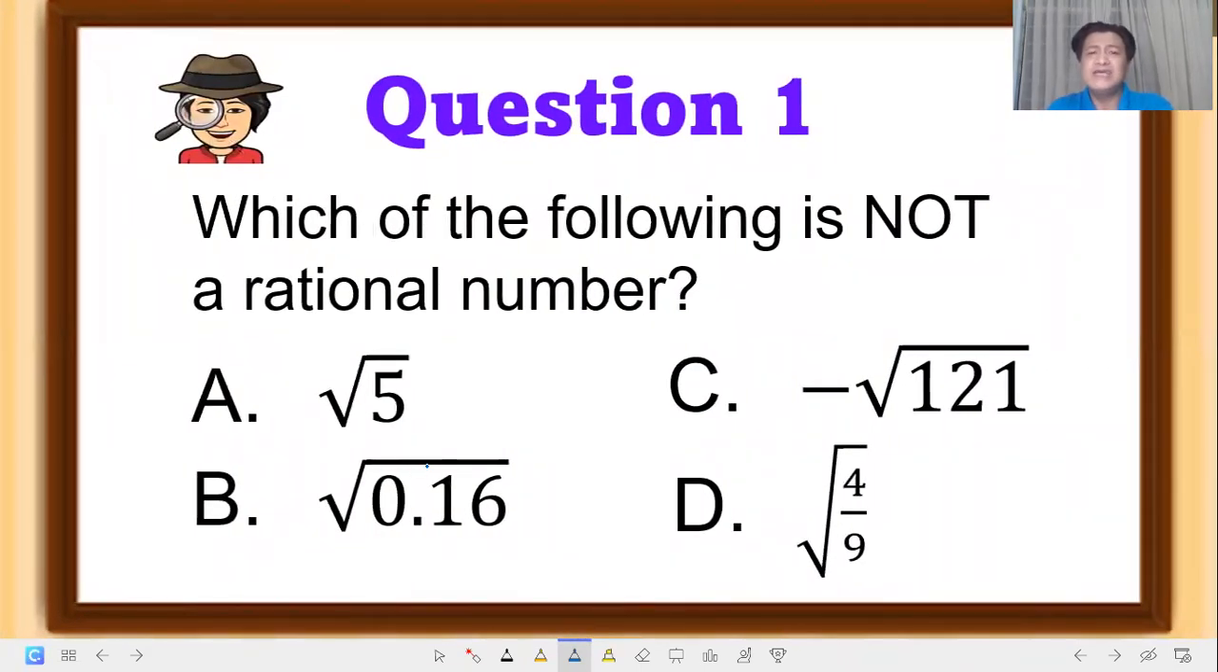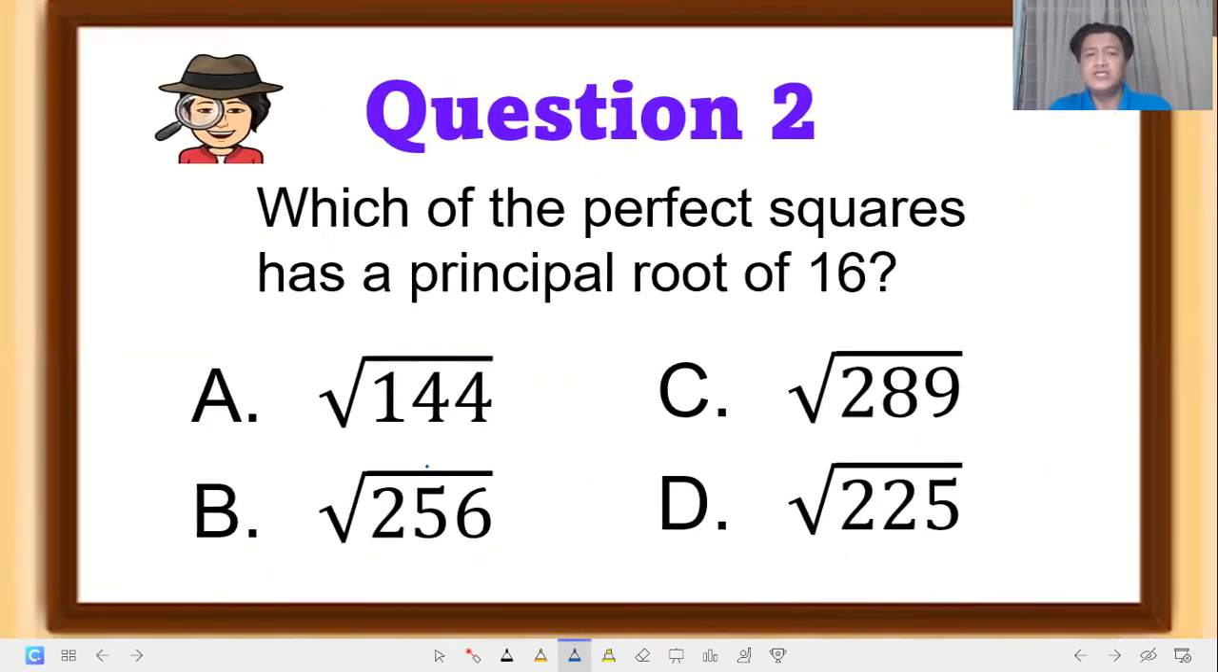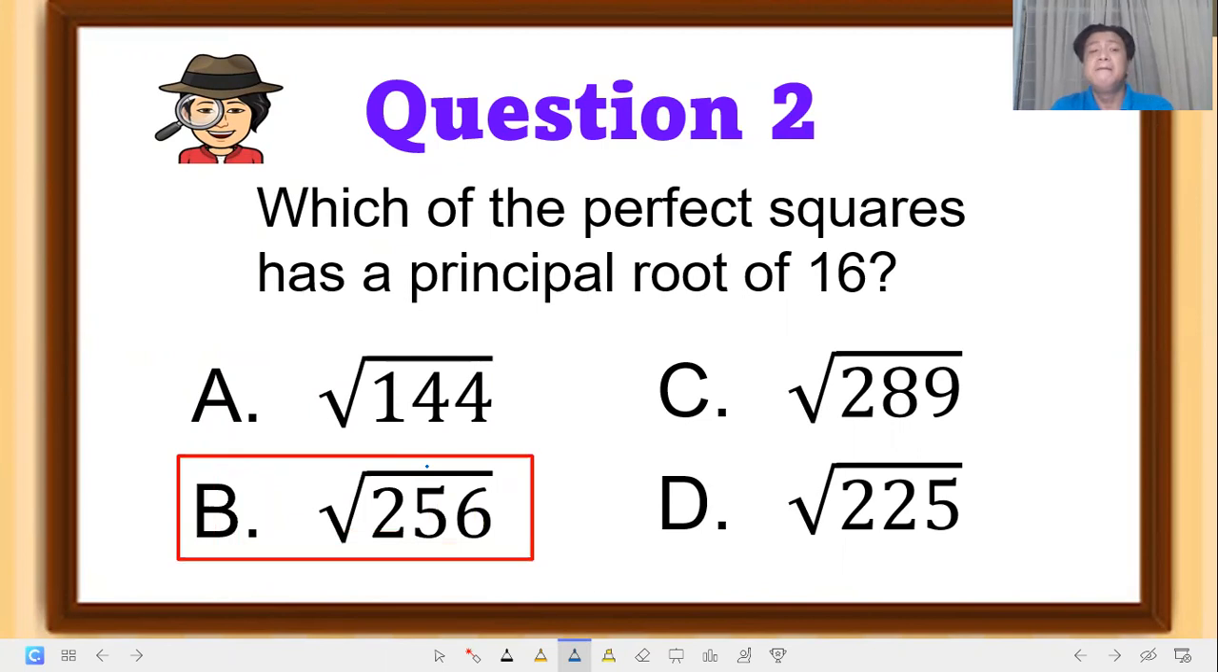Question 1, which of the following is not a rational number? Okay, so ano kayang sagot natin? Is it A, B, C, or D? The answer here is letter A, square root of 5. Next, number 2, which of the perfect squares has a principal root of 16? Is it A, square root of 144, B, square root of 256, C, square root of 289, or D, square root of 225? The answer here is letter B, square root of 256.